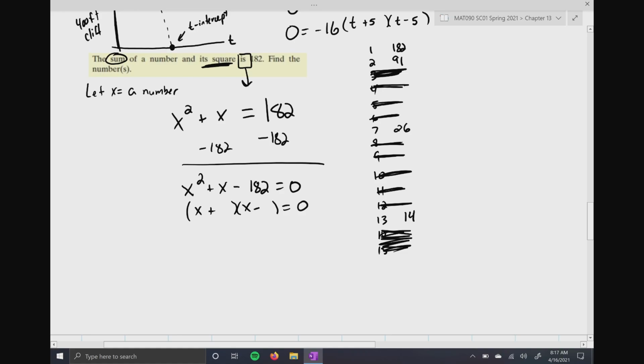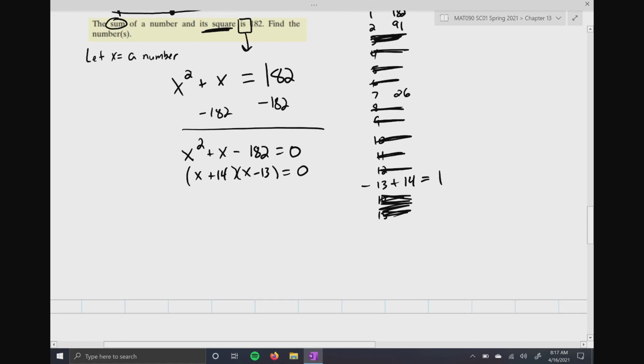And also, I'm very excited because I know one of the numbers is positive, the other number is negative, and if I want to combine them to give me positive 1, that occurs right there. Negative 13 plus 14. Now, I set each one of these factors equal to 0, and I solve appropriately.